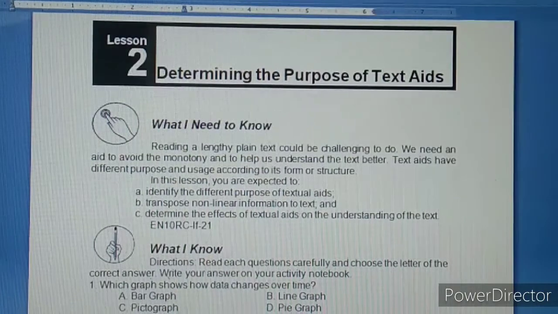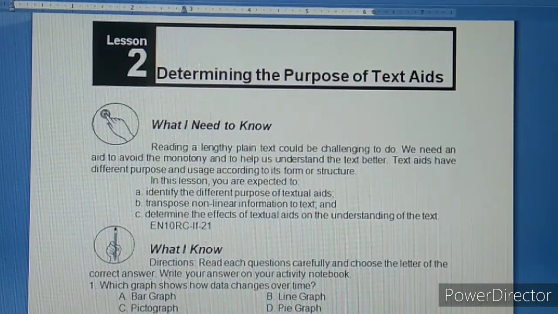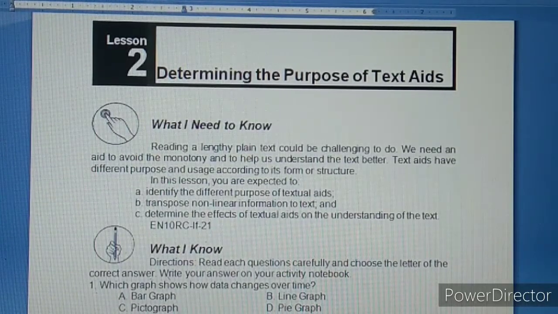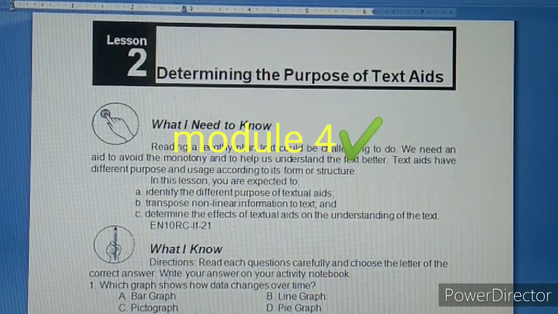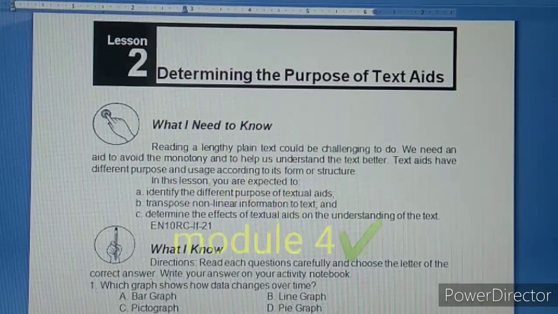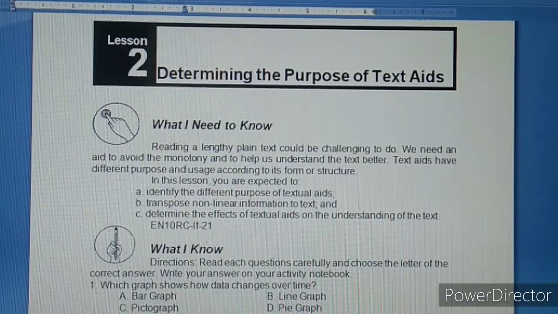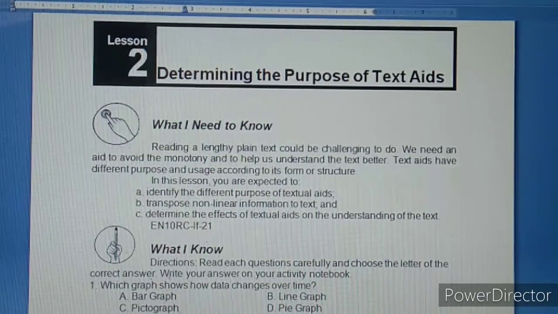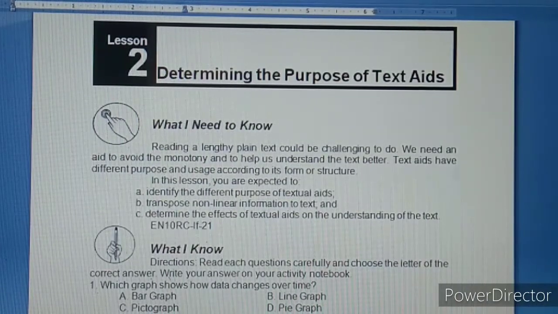And I would like to welcome you all to Lesson 2, Determining the Purpose of Text Aids of English 10, Quarter 1 Module 2. What do you need to know in this lesson? In this lesson, you are expected to identify the different purposes of textual aids, transpose nonlinear information to text, and determine the effects of textual aids on the understanding of the text.